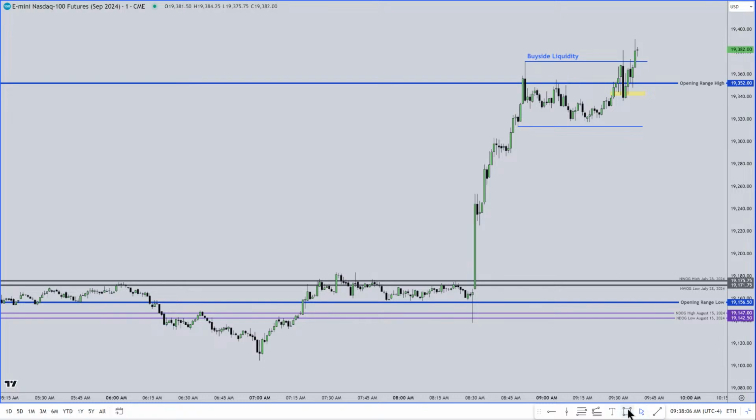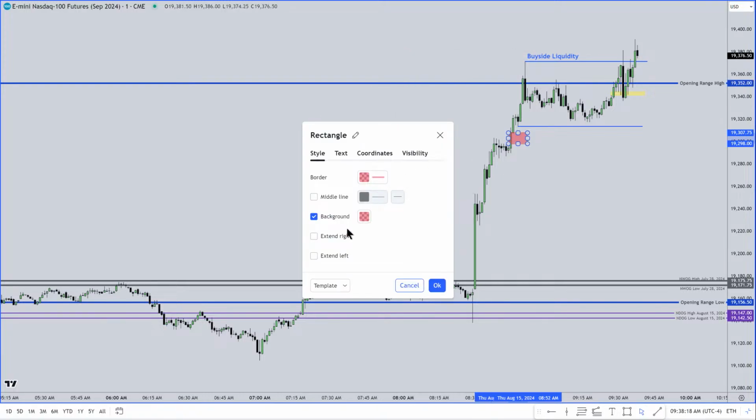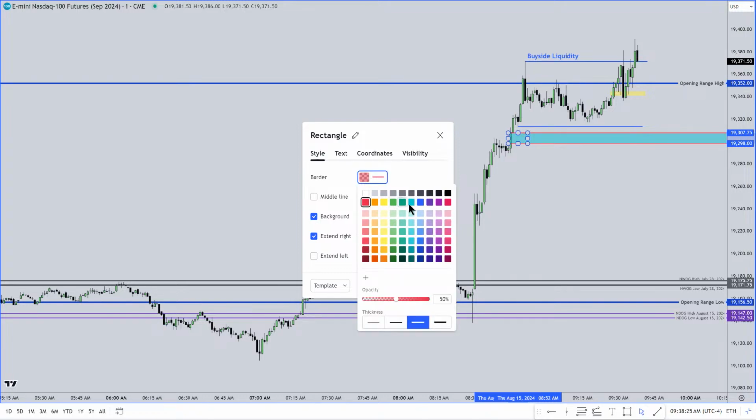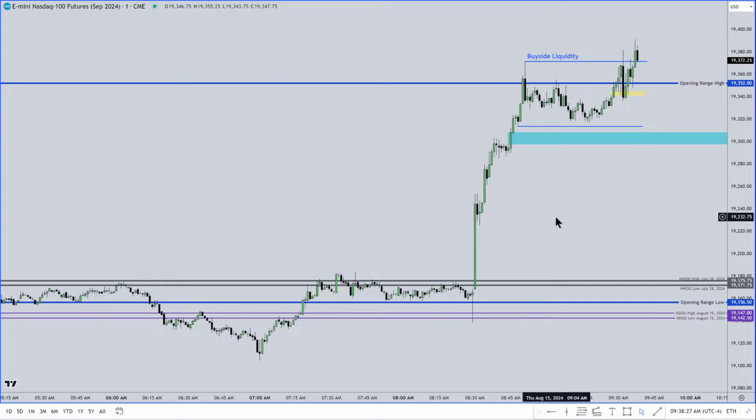And let me draw out the, this is where my interest is for the morning session thus far. And I don't know why I did that. It should be this color. There you go.